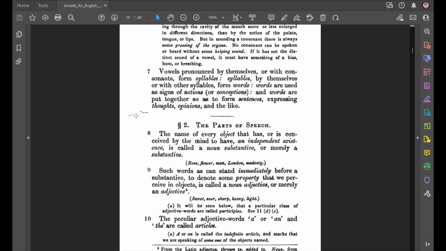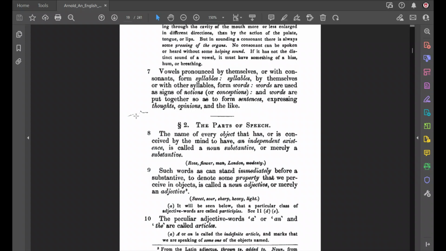And anything that we learn about the class of words is true of all the words that are in that class. And let me repeat that because it's very important. Anything that we learn about a class of words is true of the words in that class.